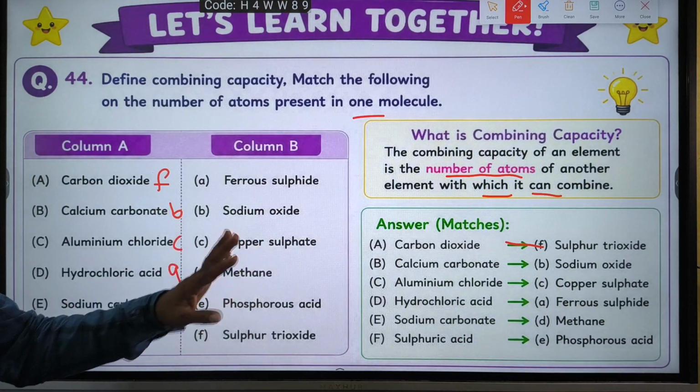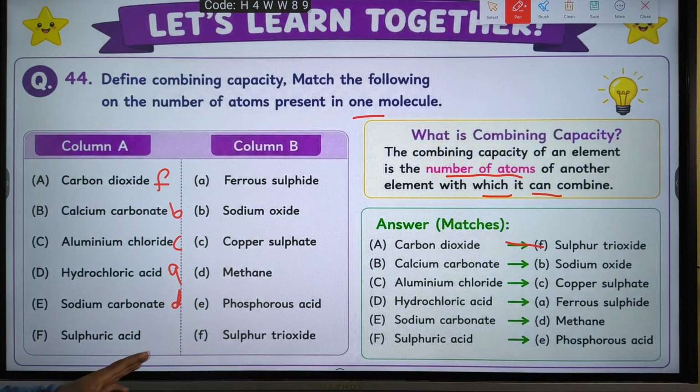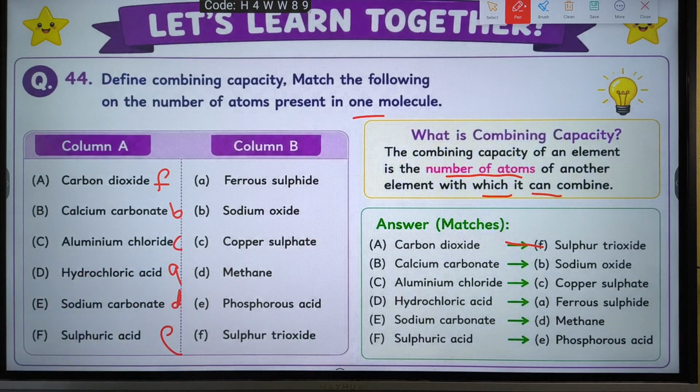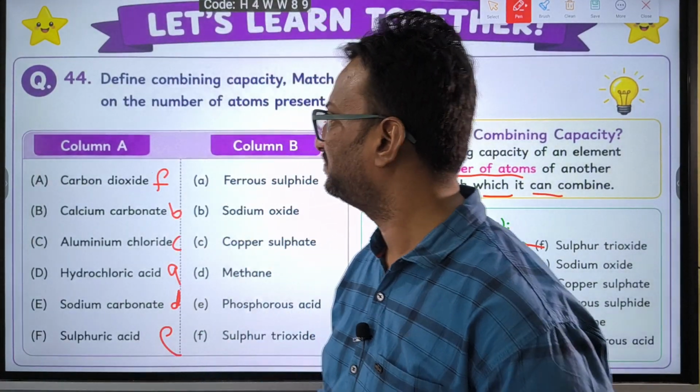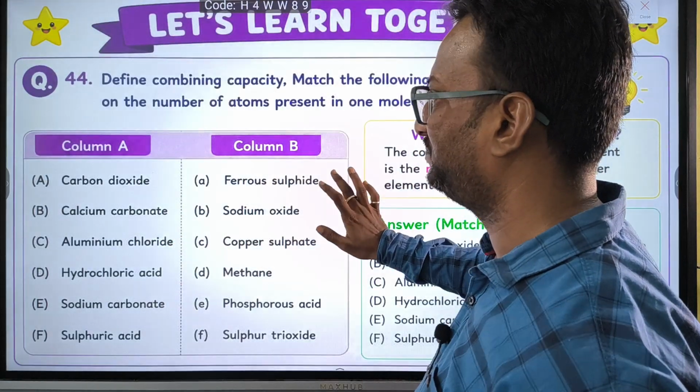Sodium carbonate combines with methane. And sulfuric acid will combine with E, that is phosphoric acid. So this is what we call combining capacity. I mean, combining means they will react with each other.